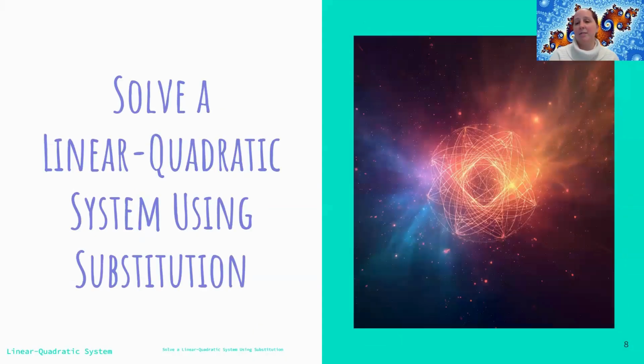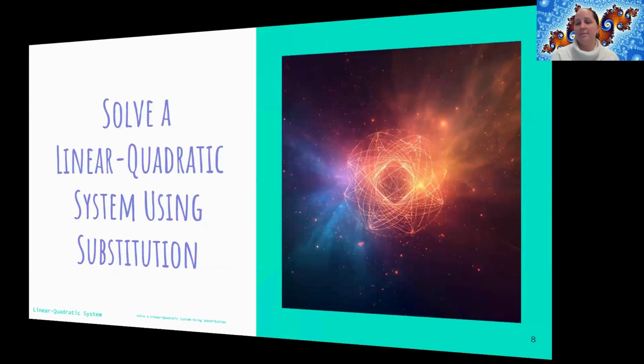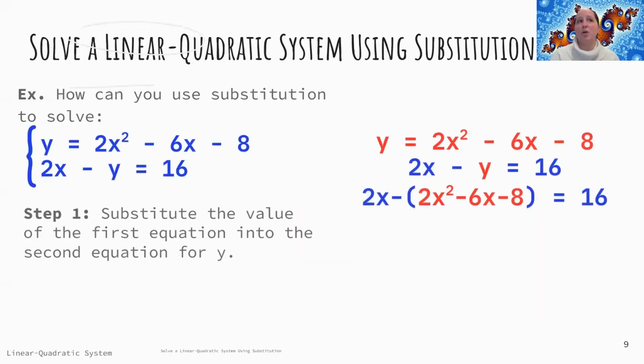Solve a linear quadratic system using substitution. How can you use substitution to solve y equals 2x squared minus 6x minus 8 and 2x minus y equals 16? So again, I have a quadratic and I have a linear function. My first step is going to be to substitute the values of the first equation into the second equation for y. I'm taking this second equation, 2x minus y equals 16, and I'm taking my first equation, y equals 2x squared minus 6x minus 8, and I'm substituting that entire first equation in for my value for y.